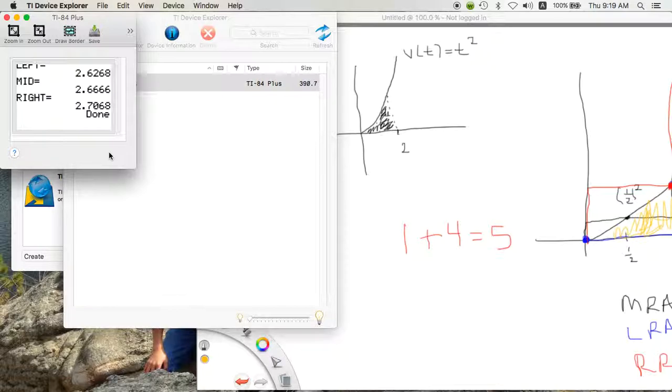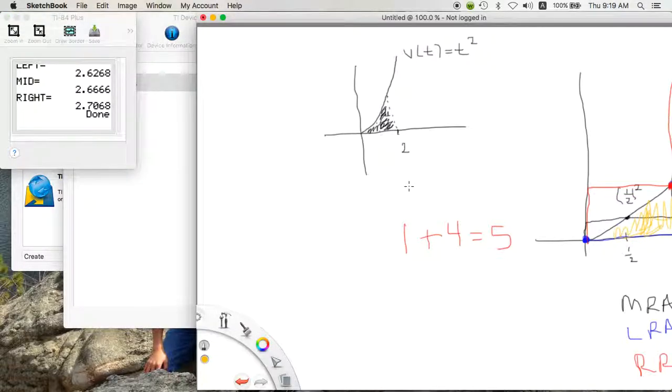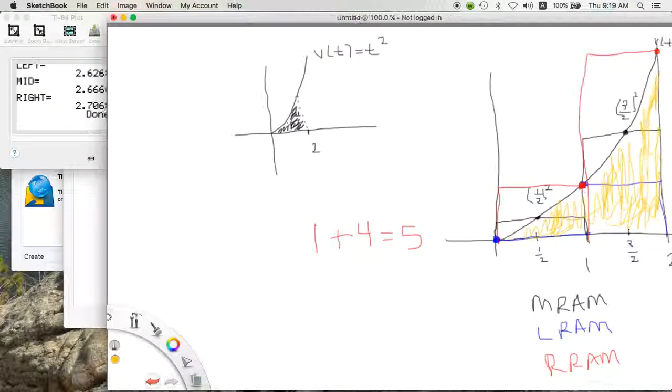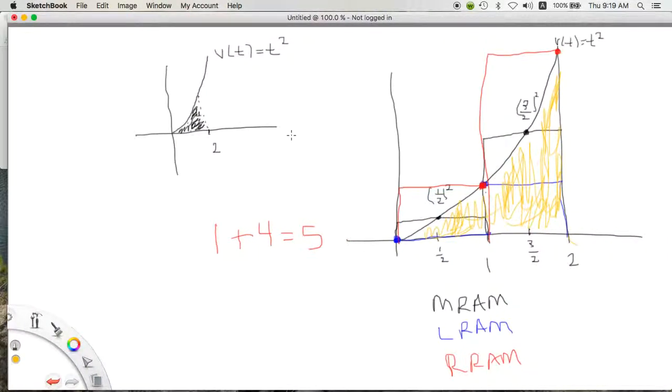So the main point of this is finding area. We're approximating area under the curve, which tells us accumulated rates of change, so that we can figure out what this area is with rectangles. We're going to get more and more accurate with different ways to do this, but right now, we're looking at rectangles under the curve, and that's RAM. We'll look at MRAM, LRAM, and RRAM for our rectangles, and we'll use the calculator program to do that.